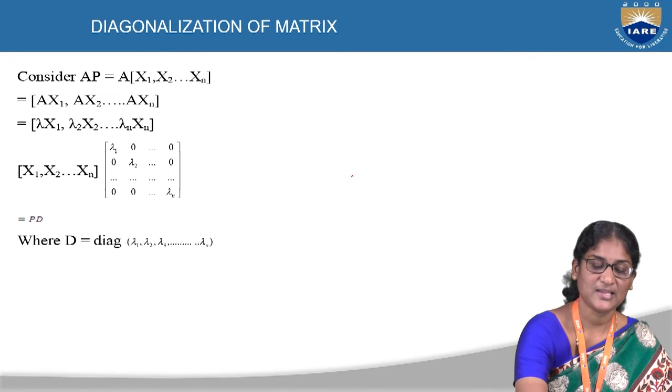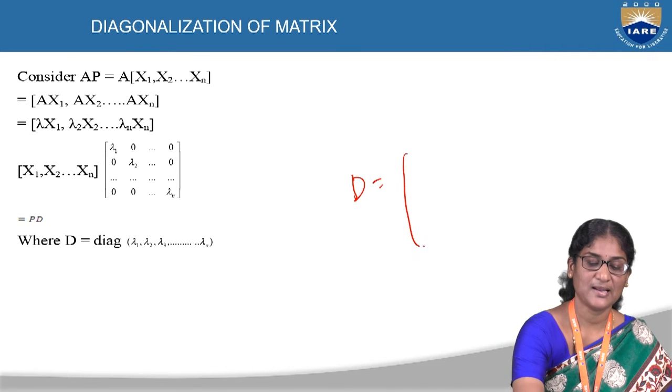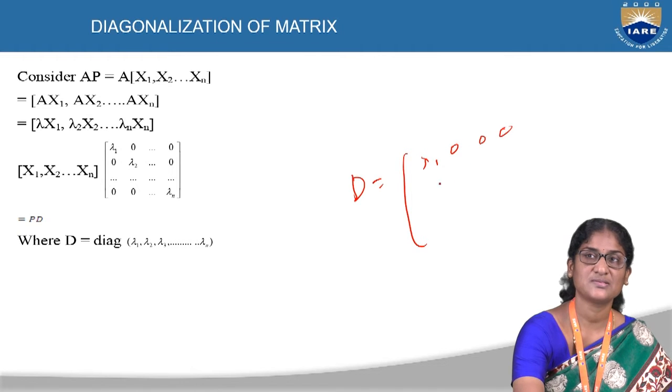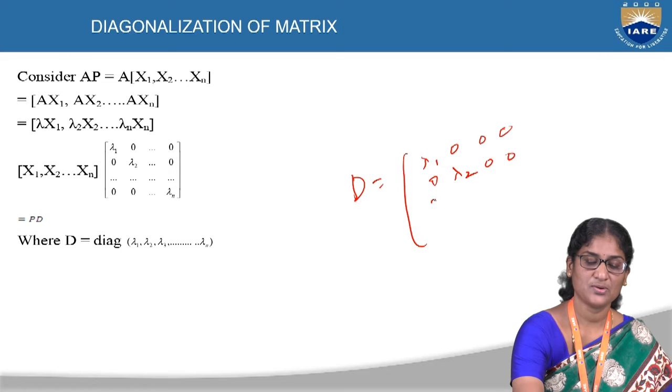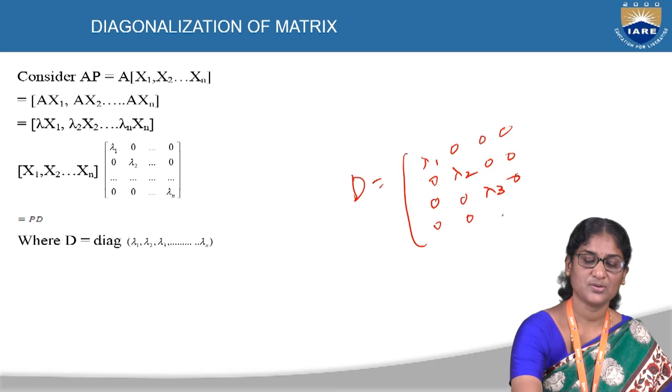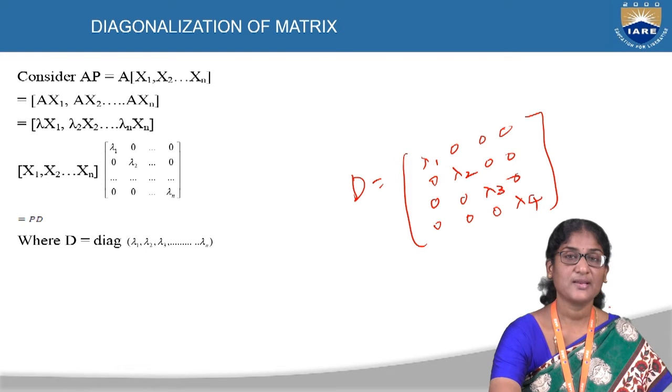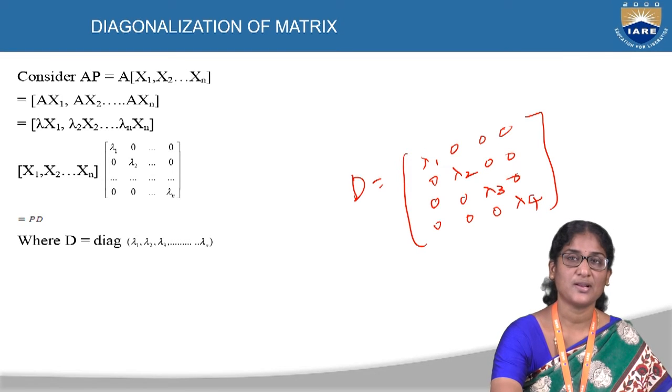That means D can be written as lambda 1, 0, 0, 0, so on; 0, lambda 2, 0, 0; 0, 0, lambda 3, 0; and 0, 0, 0, lambda 4, so on. It can be extended. I have taken a 4 by 4 matrix here, right? It can be extended to any order.